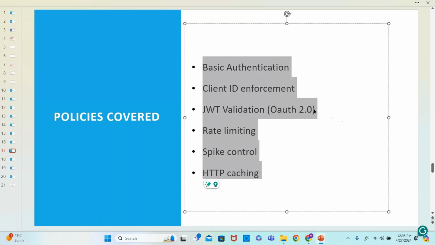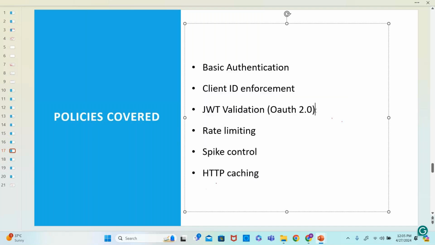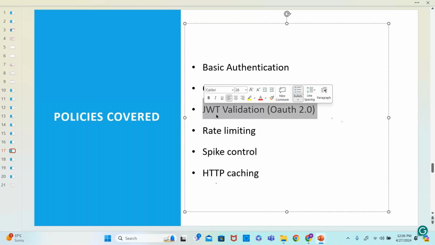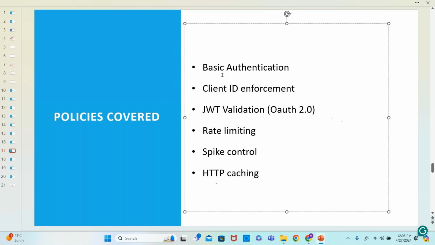What we'll discuss in detail will be almost 2.5 to 3 hours of content exactly, and then we'll apply the JWT validation policy also. We'll see that, and the rest of the policies will not take much time. Only for how to configure the policies it may take some time, but the rest of the things will take less time compared to the JWT validation policy.